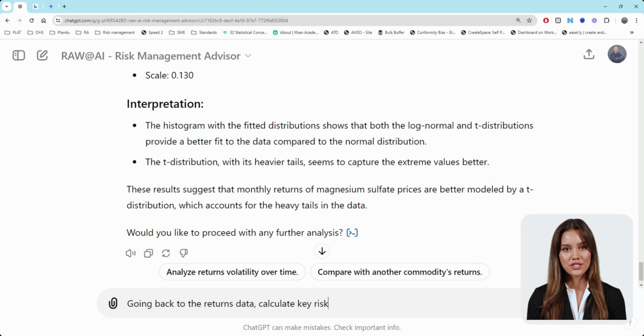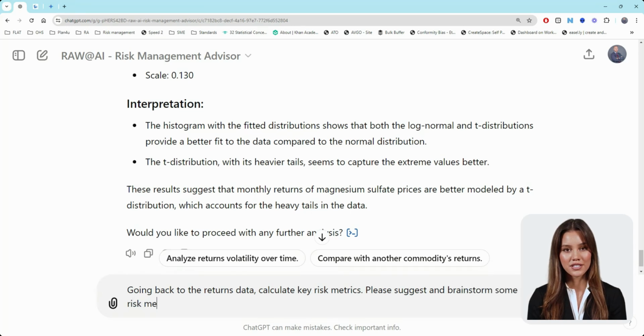Now going back to the returns data, let's calculate key risk metrics. But here's a challenge. You may not know which risk metrics are commonly calculated for a typical dataset. The second part of our request will be as follows. Please suggest and brainstorm some risk metrics that would be useful for such data with me first before calculating.